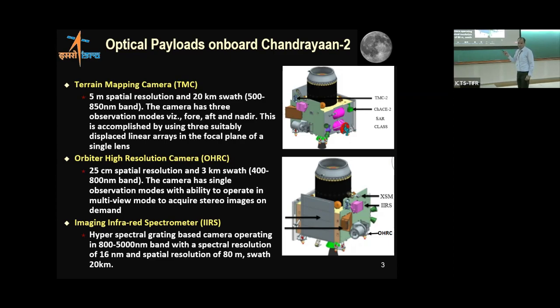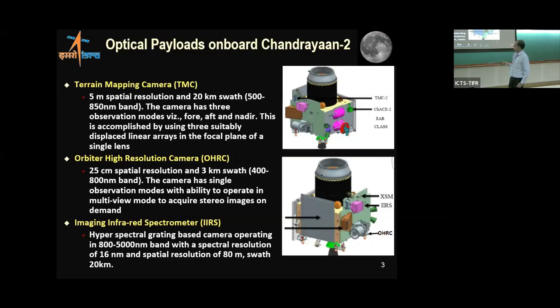This is a low light camera having a saturation radiance of nearly 3 milliwatts. The moon surface in the equatorial region normally has 14 or 15 milliwatts of energy, but here the saturation radiance is 3 milliwatts. So it has mainly been built for the poles.